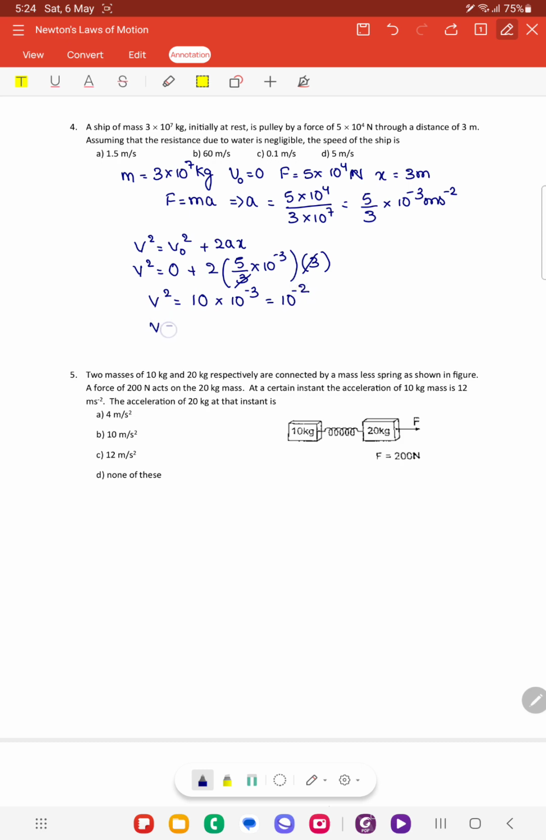Taking the square root, we have V equals 10 raised to minus 1 meter per second, or 0.1 meter per second. So, option C is the right answer.